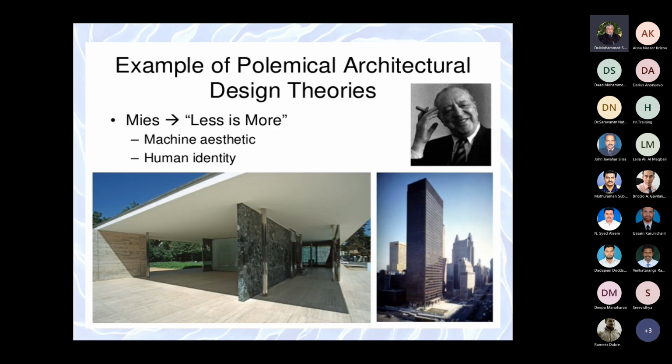These are the masters of the Bauhaus. One of them is Mies van der Rohe. He is the main person in the Bauhaus, one of the managers of Bauhaus. He gave us some phrases. One of his phrases is "less is more." Less is more. And he also explained machine aesthetics and human identity. These are the goals that he mentioned when he was teaching in this school, Bauhaus.